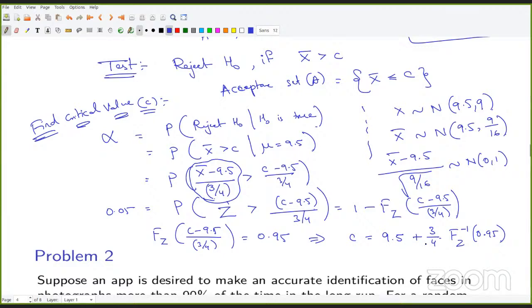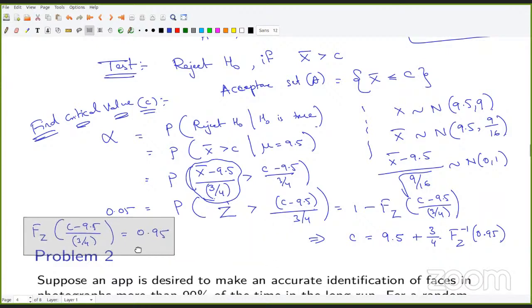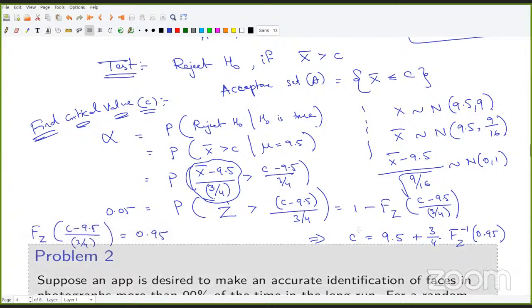Agree? Yes, sir. Sir, can you repeat that last step? Okay. The last step. Not that, after that. This one only, right? That one. This one. Yeah. Okay.